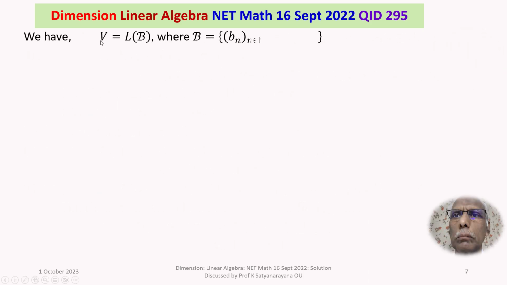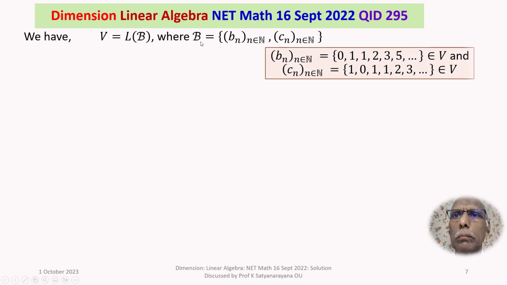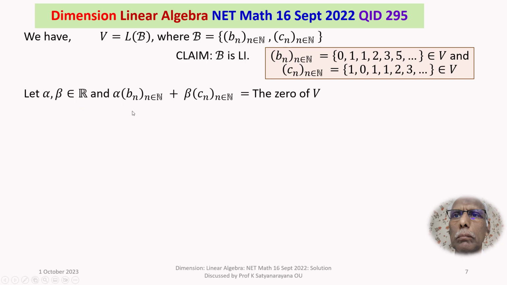We have V is the linear span of B, where B is the set consisting of these two sequences, the sequence Bn and sequence Cn, where the sequence Bn is this one, which belongs to V, and the sequence Cn is this one, which belongs to V. And we claim B is linearly independent. For that, let alpha, beta be any two real numbers, and alpha times the sequence Bn plus beta times the sequence Cn is equal to the 0 of V. That is the 0 element of V.